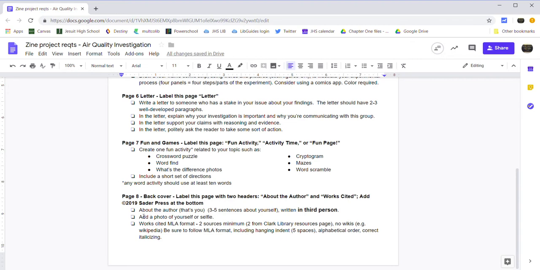Then you're on the last page, the back cover. Label the page with 2 headers, about the author and works cited, and then you're going to cite at least 2 sources that you used for this project. One of them might be your book, I don't know, and some other site or an article that you read or something. And then you do a little about the author section. That's 3 to 5 sentences, and it should be written in the 3rd person.